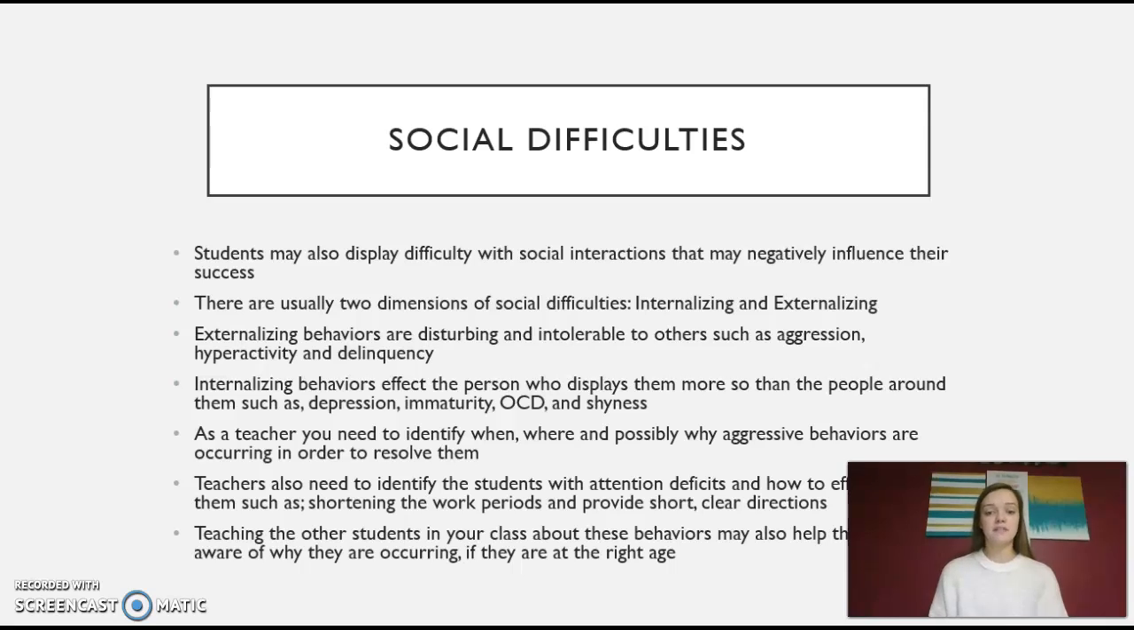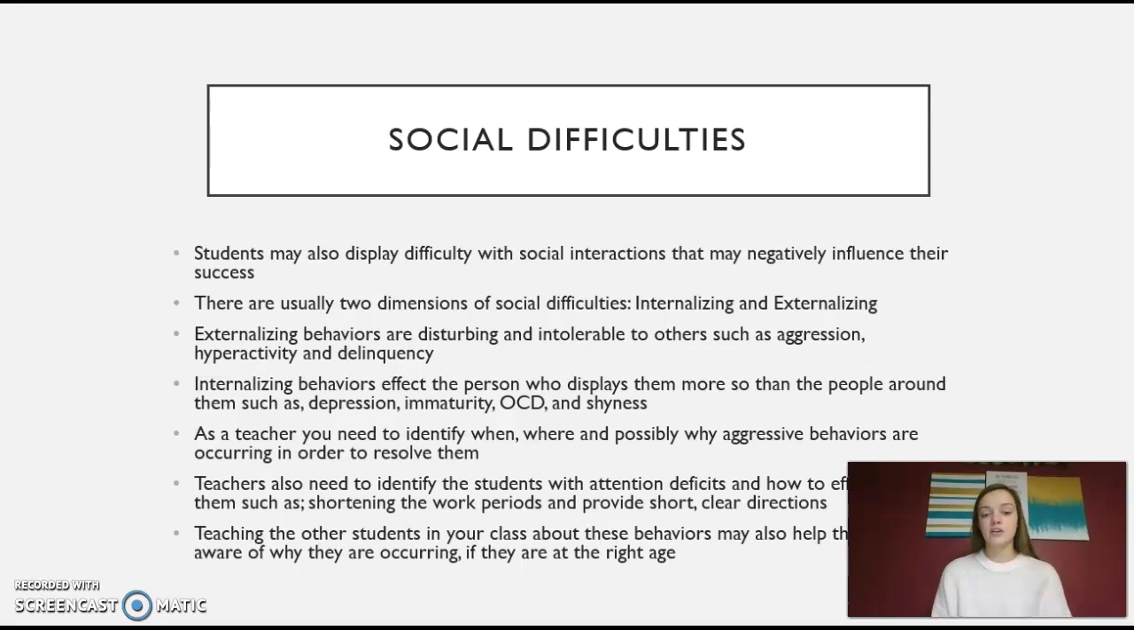As a teacher, you should identify when, where, and possibly why the aggressive behaviors or the hyper behaviors are occurring in order to resolve them. Teachers also need to identify the students with attention deficits and how to effectively teach them, such as maybe shortening their work periods or providing short, clear directions, and this can really affect them positively.